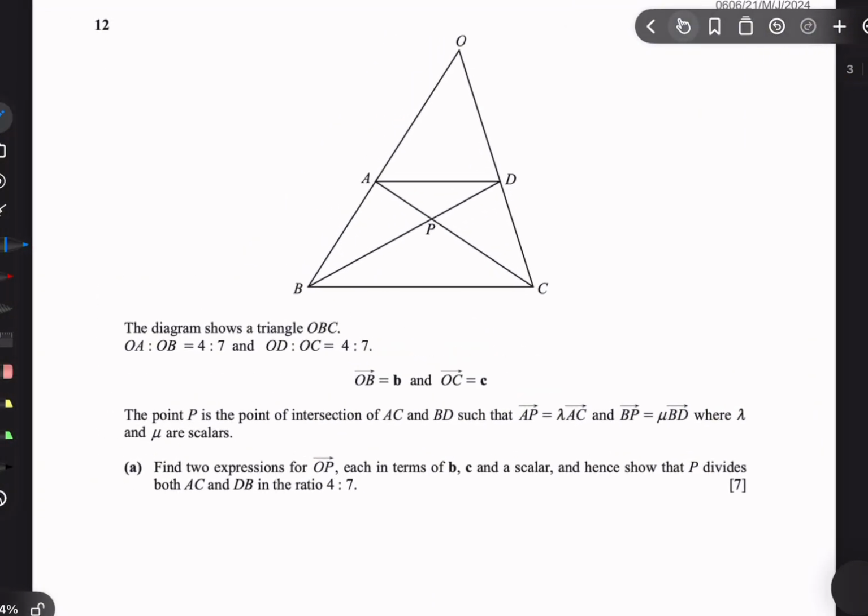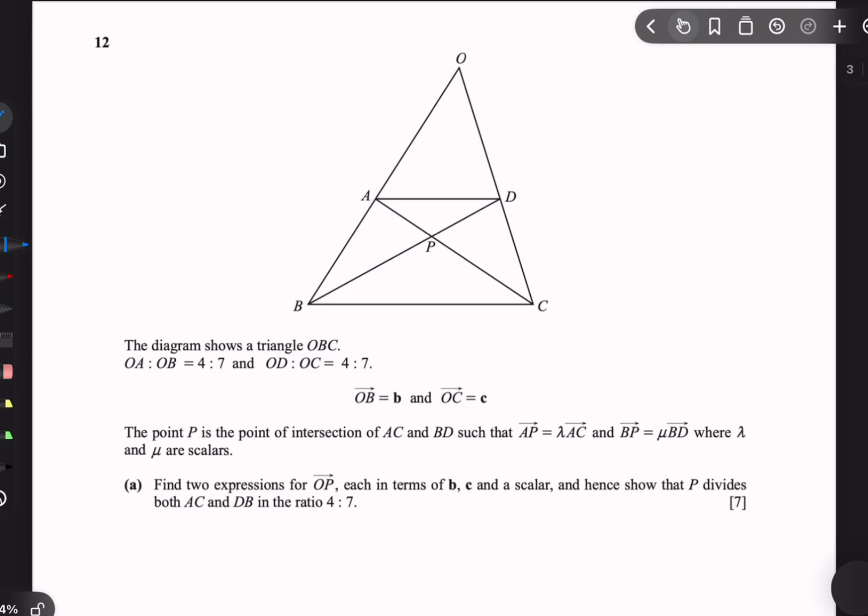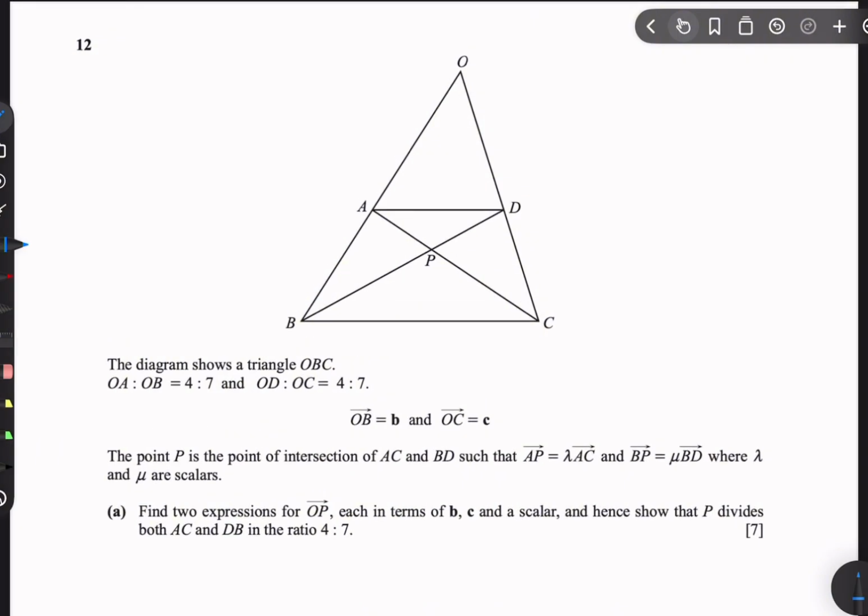Okay, moving on. The diagram shows a triangle OBC. The ratio of OA to OB is 4 to 7. And since OA is 4 over 7, AB will be 7 minus 4, which is 3 over 7. And then OD to OC, the ratio is 4:7. This is the same, 4/7 and 3/7. And then OB is equal to B.